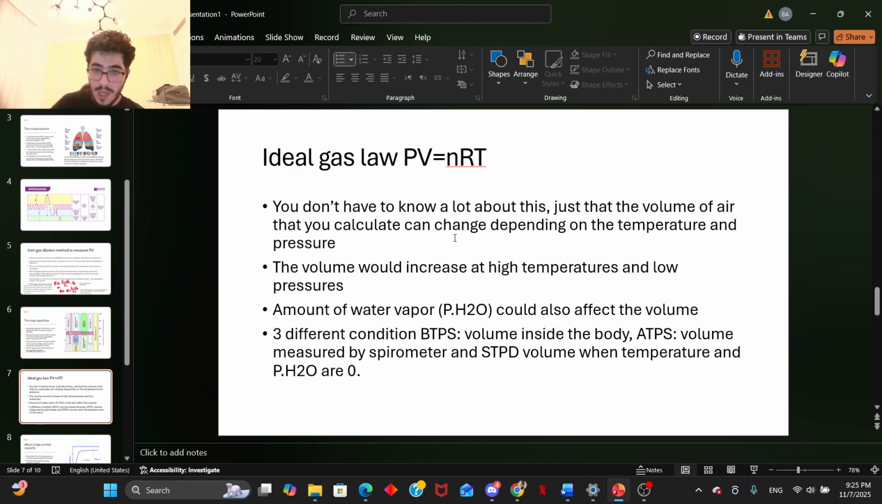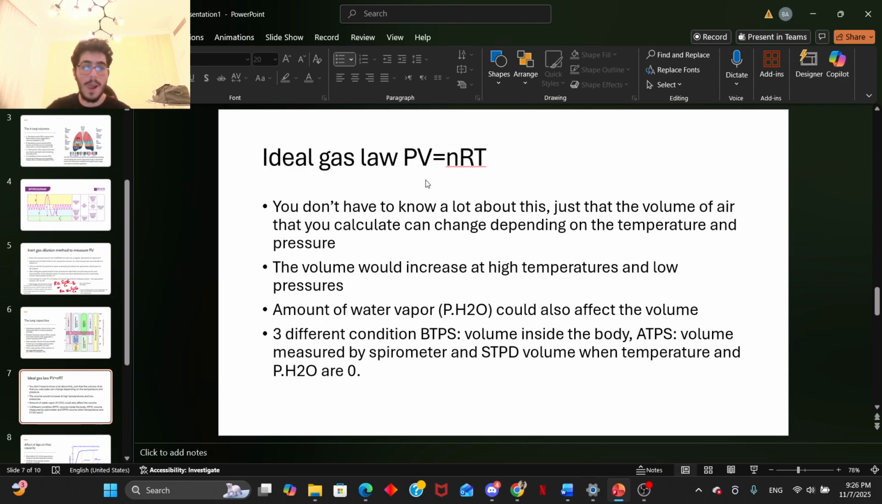You don't really have to know that, but all you have to know is that when we measure different volumes, the volume is going to be affected by the pressure and the temperature. So we always have to consider the temperature and the pressure. If you see V equals nRT over P, a higher P would cause a lower V, and the volume would increase at a higher temperature because it's proportional, and at lower pressures.